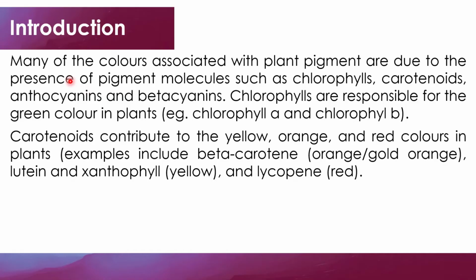And what we also have to note is that chlorophylls are responsible for the green color in plants. An example is chlorophyll A and chlorophyll B. Carotenoids also contribute to the yellow, orange, and red colors in plants. Examples of the carotenoids are beta carotene, that gives the orange color, lutein and xanthophylls that are responsible for the yellow color, and lycopene, which is responsible for the red color.